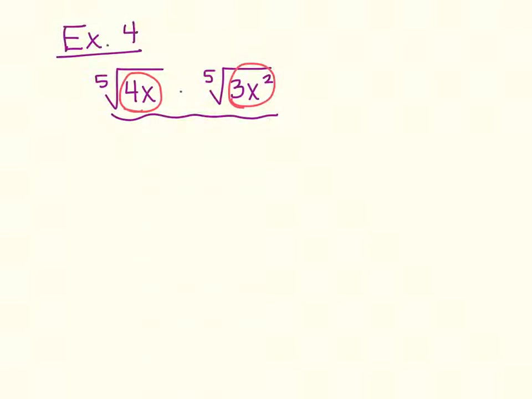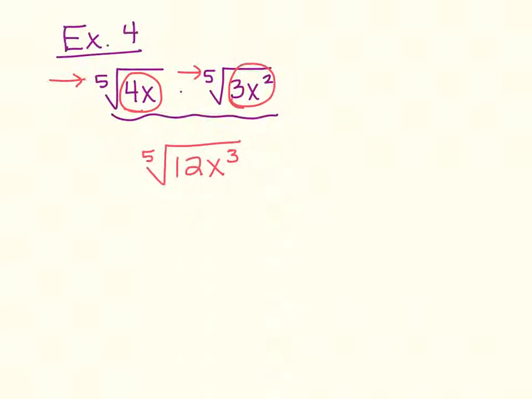However, I'm only allowed to multiply radicals together if this number, the index, is the same in both of them. Okay, and I don't do anything with that index. That just stays a 5th root. So my answer here would be the 5th root of 12x squared. No, sorry, 12x to the 3rd, because I have an x here and an x squared here. Okay, 5th root of 12x cubed.